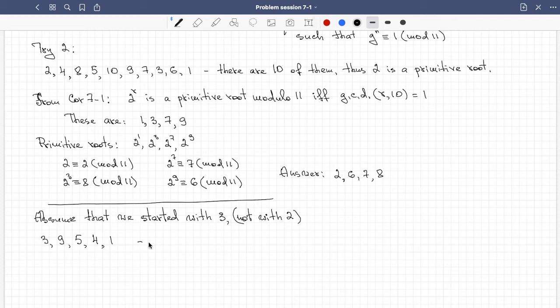So 3 to the 5, this is 3 to the 1, 2, 3, 4, 5, is congruent to 1 modulo 11. So 3 is not a primitive root modulo 11.